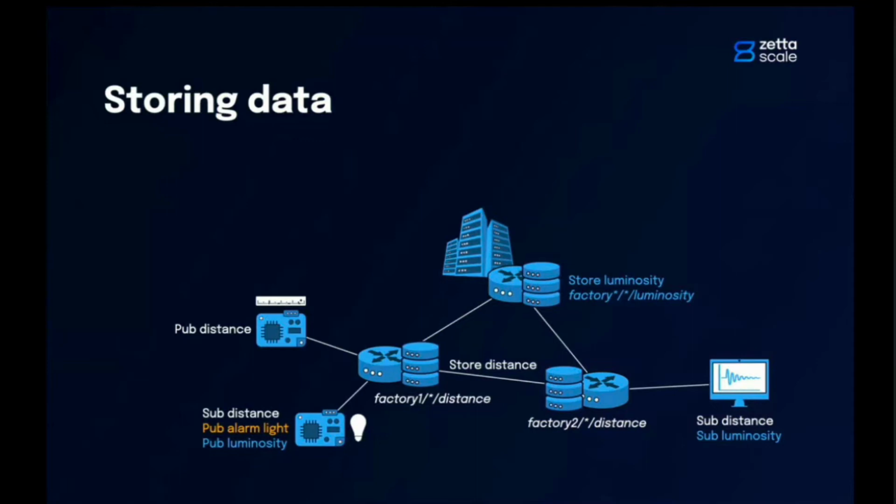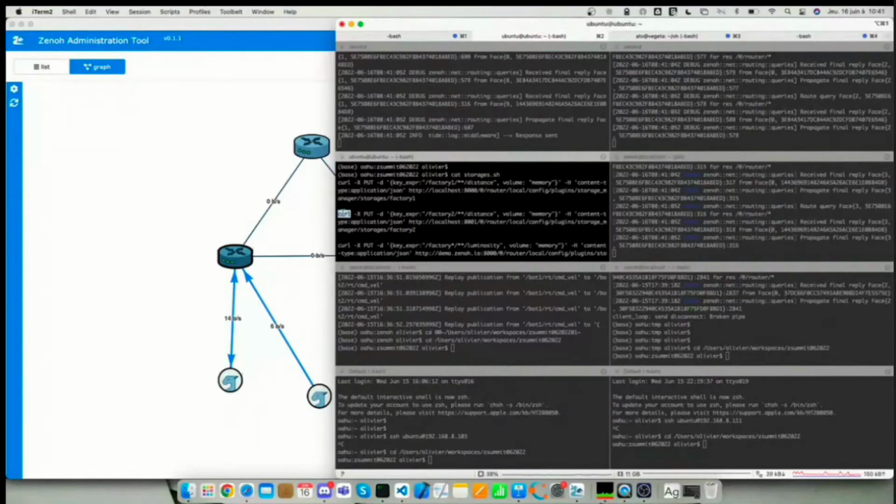So basically, I will deploy a storage in the first factory, storing all the distance published by the first factory, a storage in the second factory for the distances of the second factory, and a storage in the cloud to store all the luminosity from all the factories. And you can see we can do that using those resource key expressions that we have on this slide. So let's do this.